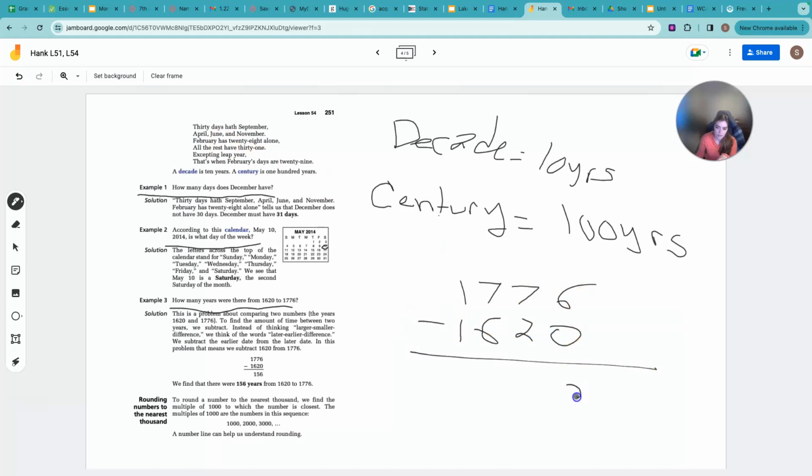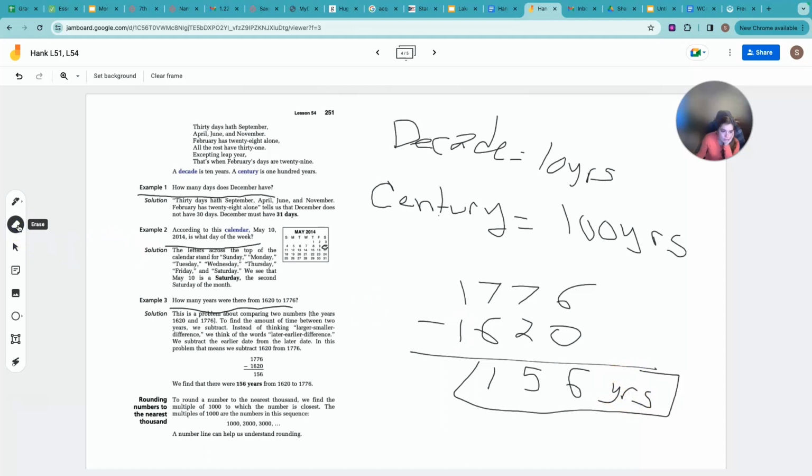So we go 6 minus 0 is 6, 7 minus 2 is 5, 7 minus 6 is... goodness gracious, is 1. Oh my word. Okay, 7 minus 6 is 1. 1 minus 1 is 0. So it would be 156 years.